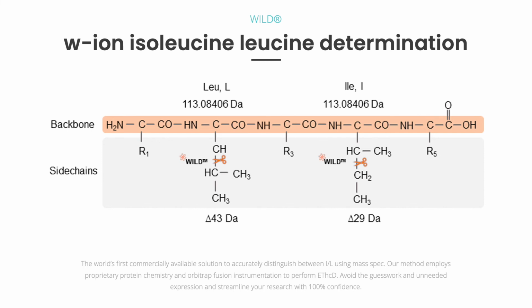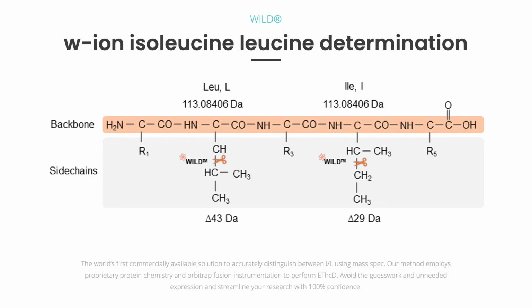One of the most common challenges here is actually isoleucine and leucine. At a first glance, they have an identical molecular mass, 113 daltons. So they're indistinguishable on the mass spec, right? But despite this, they do have unique R groups.